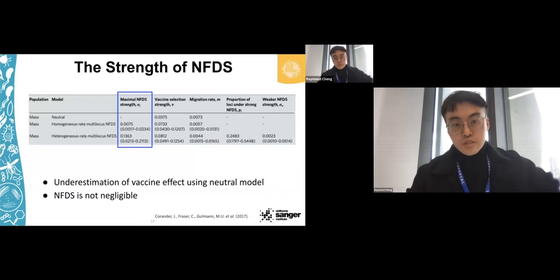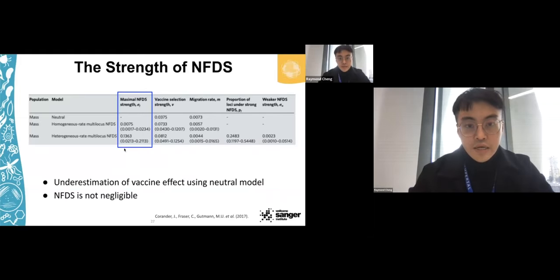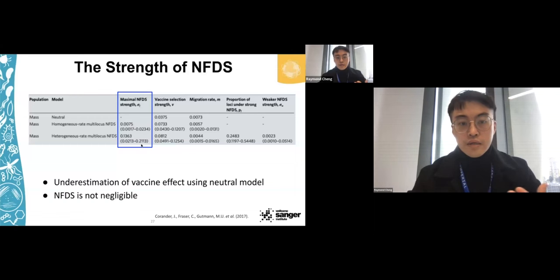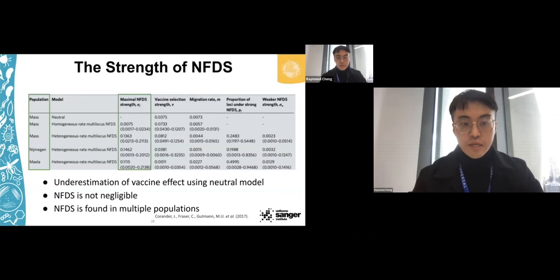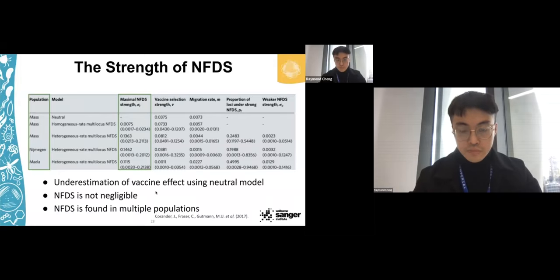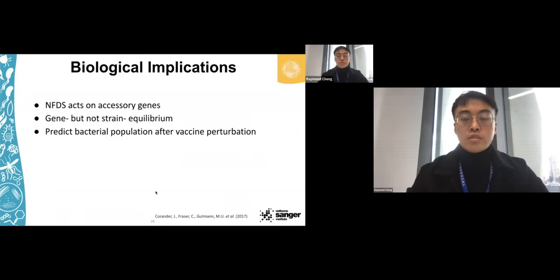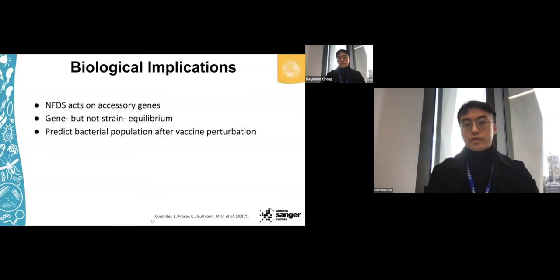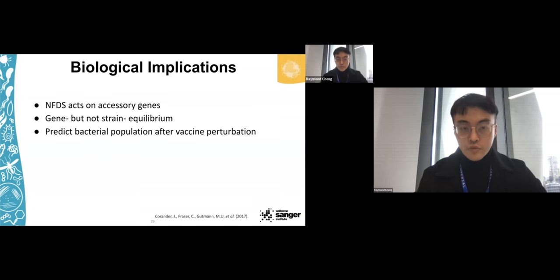And another interesting point here is to show that the NFDS is not negligible. So this is not the zero. So this is quite a phenomena in the pneumococcal population. And you can also see this NFDS phenomena across different populations. So the biological implications here is that NFDS acts on the accessory genes, on genes but not at the strain level, and it will maintain an equilibrium for gene frequency.